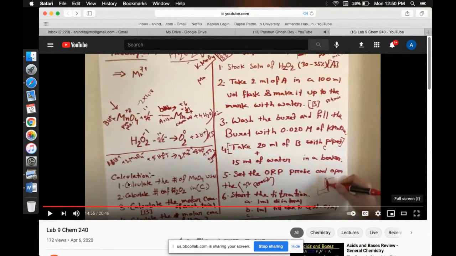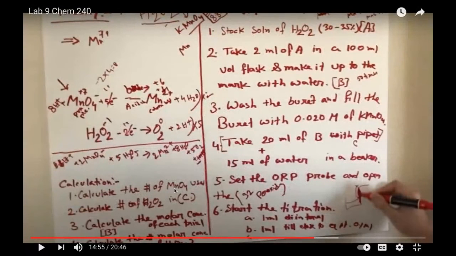Now what do you need to calculate? Let's discuss. First you need to calculate the number of moles of KMnO4 you used. The KMnO4 is in the burette, right? So suppose you needed 25 ml of the KMnO4. You know the volume from the titration. I gave you the data in the post lab questions.